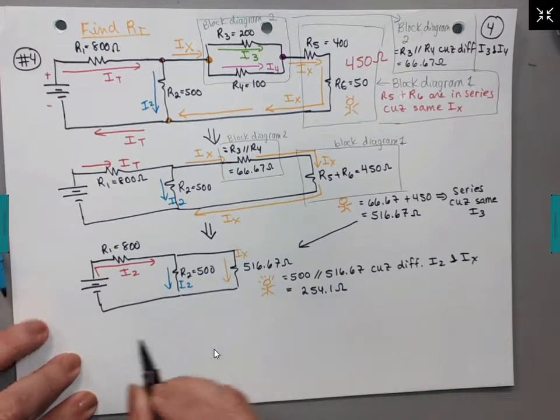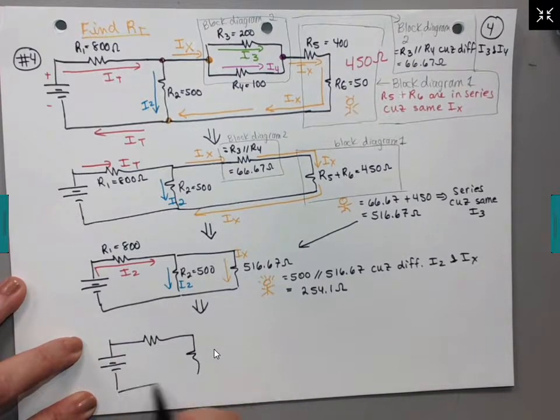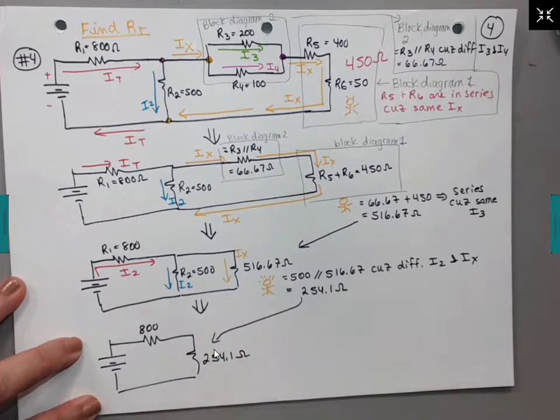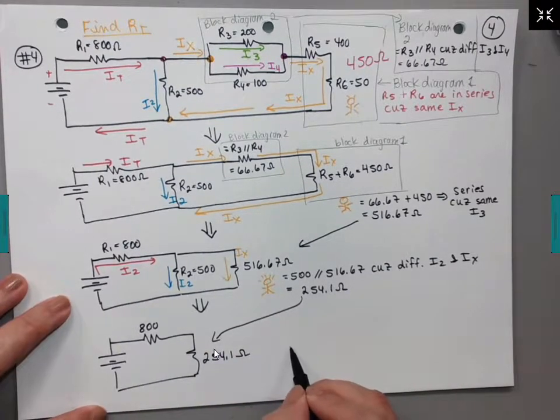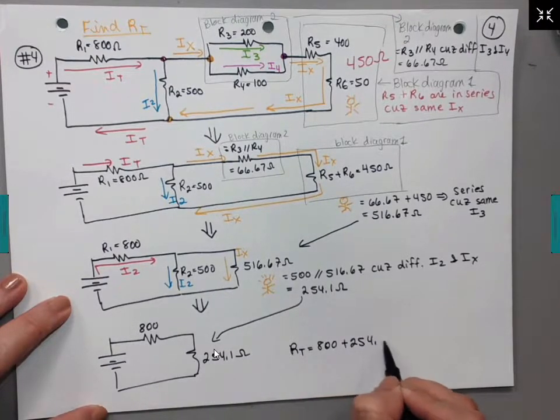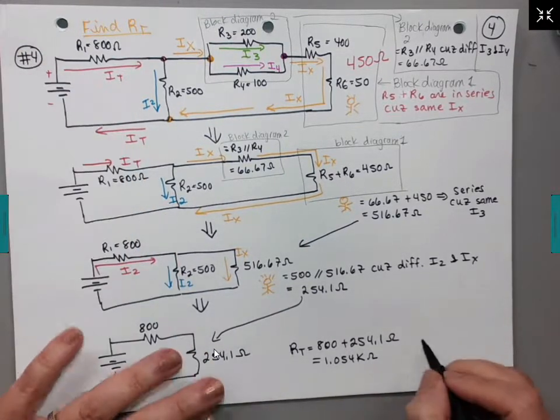$254.1. Very good. And so the end comes, and here this guy comes here, 254.1 ohms with 800. What can you tell me about the circuit? They're in series. So RT is equal to 800 plus 254.1 ohms, which is 1.054 kilo ohms, because they are in series.